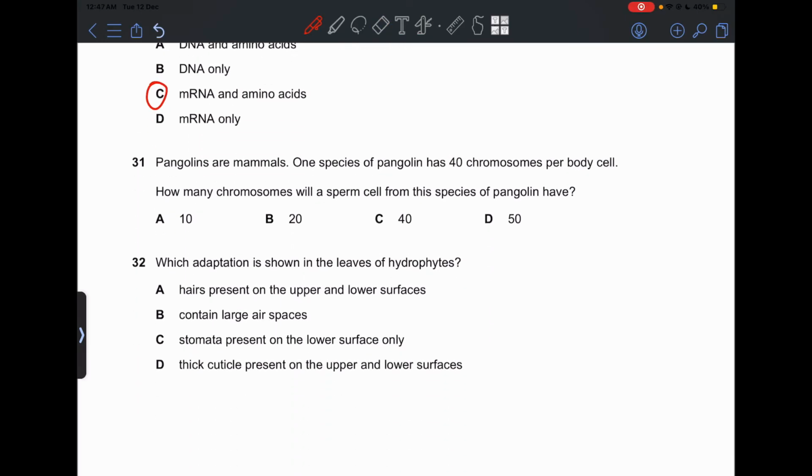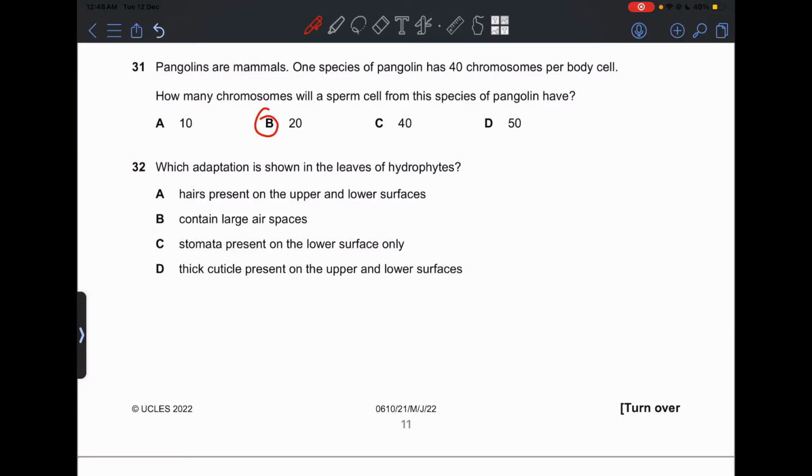31. Pangolins are mammals. One species of pangolin has 40 chromosomes per body cell. This is actually diploid. How many chromosomes will a sperm cell from this species of pangolin have? Actually it is going to be 20, because you divide the 40 by 2, since sex cells have half the number of chromosomes, as we all know. So our answer is going to be B.